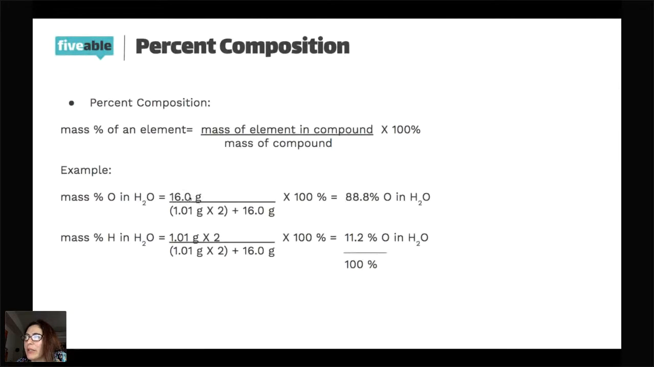So we have here oxygen, and then on the denominator, we'll do 2 for hydrogen with the molar mass of hydrogen plus the 16 of oxygen to get the total mass of the compound. Then we multiply times 100, and we have 88.8% oxygen in water. We do the same now for hydrogen. And then the addition of the two elements must give 100%.